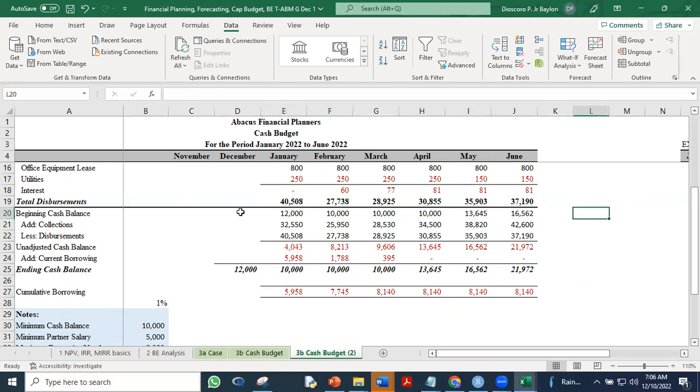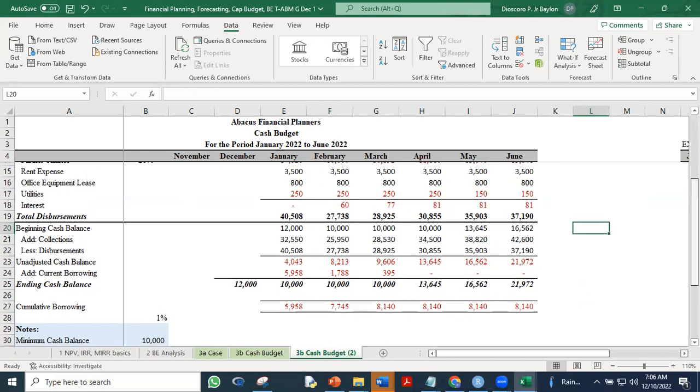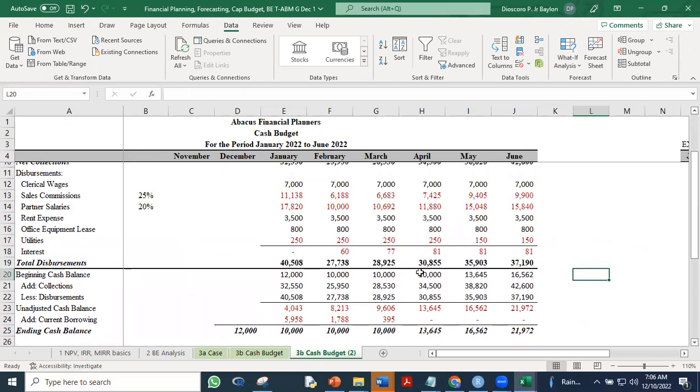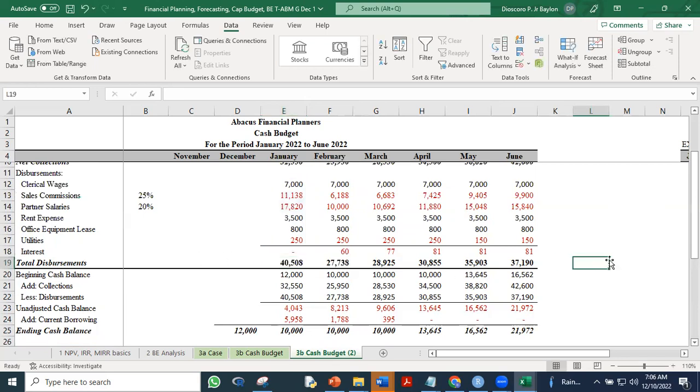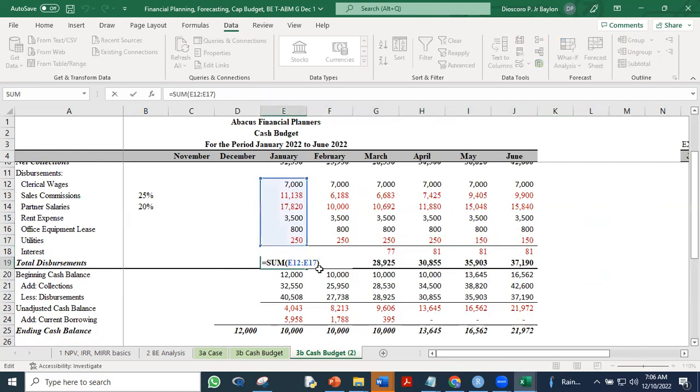All right. Therefore, our total disbursements will just be adding E17. We will have to include interest, E18.